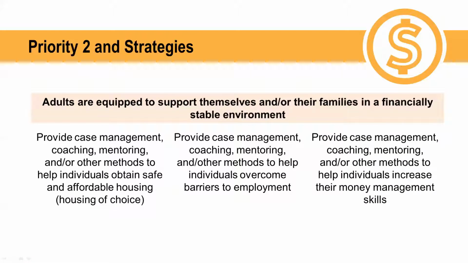Priority two is focused on our working age adults, helping them to support themselves and or their families in a financially stable environment. Again, identifying what that financially stable environment is. And with these strategies, they name specific programmatic methods. So they provide case management, coaching, mentoring. They do allow for opportunities for other identification of methods. But what we're trying to address is housing, safe and affordable housing of choice, employment, and or money management skills.